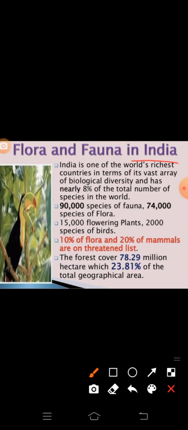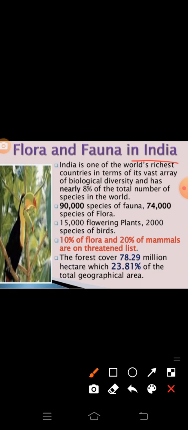So, it has numerous cultivated species as well. It has various forms and functions that each species has for its individual.